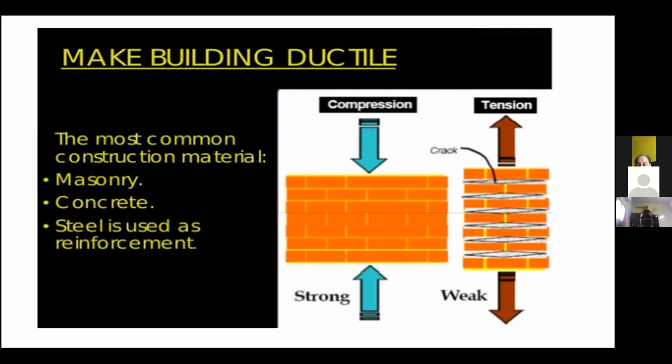Whenever an earthquake occurs, even one of a smaller magnitude, what happens? The ground is going to shake. Whenever it's shaking, the brick wall may fail because the mortar and the bricks are not capable of resisting tension. So the brick wall may fail.